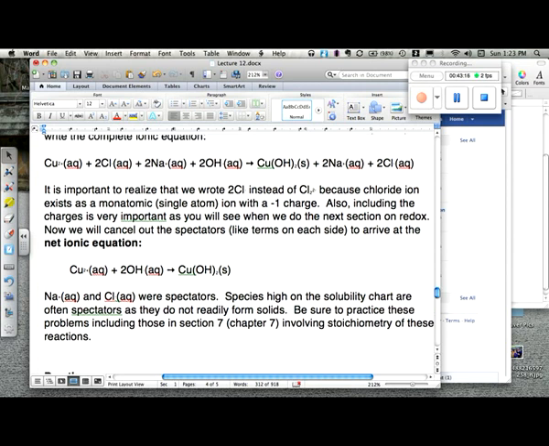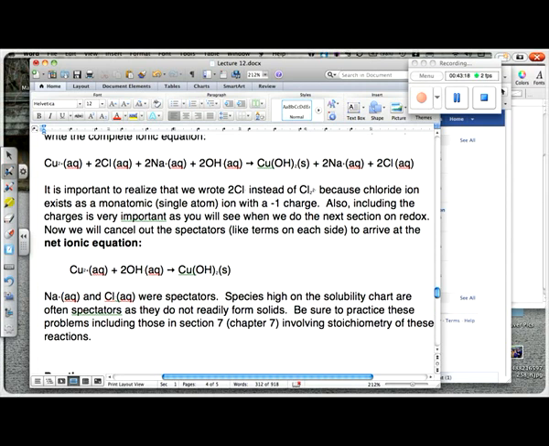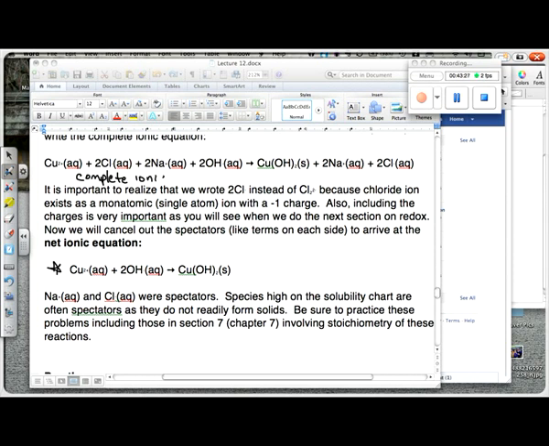Now, this is the complete ionic equation. Okay, and so what I do to go from this to this right here, which is the net ionic equation, is I cancel out spectators. Things that are exactly the same on both sides. So that would be sodium. It's exactly the same. That would be chlorine. Exactly the same. So the only thing that's causing the precipitate is copper and hydroxide to form this solid. This is my net ionic equation.